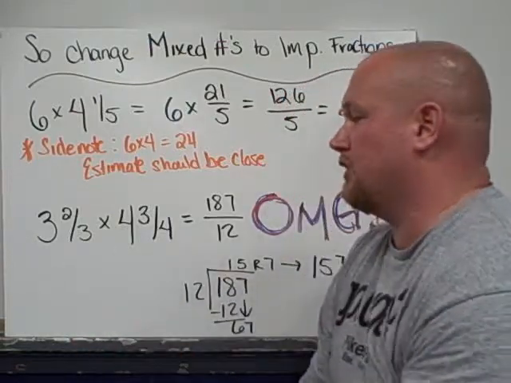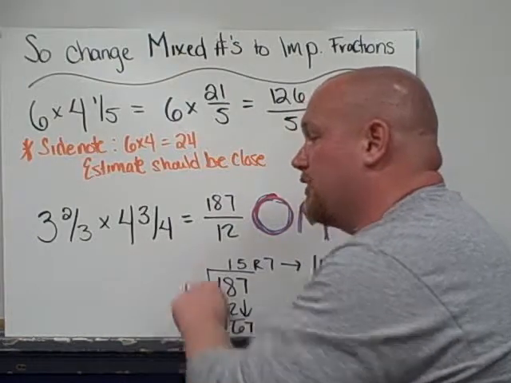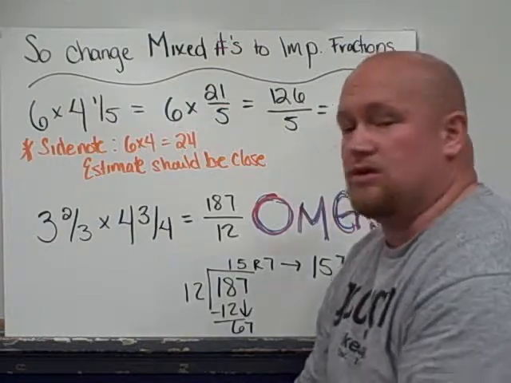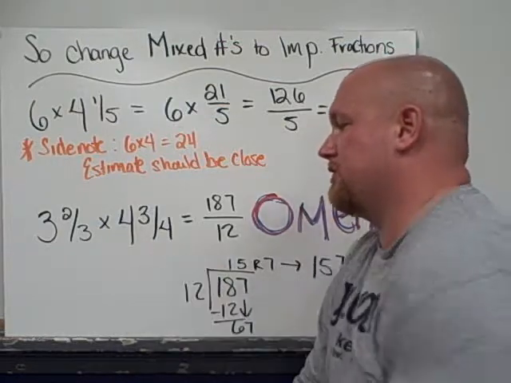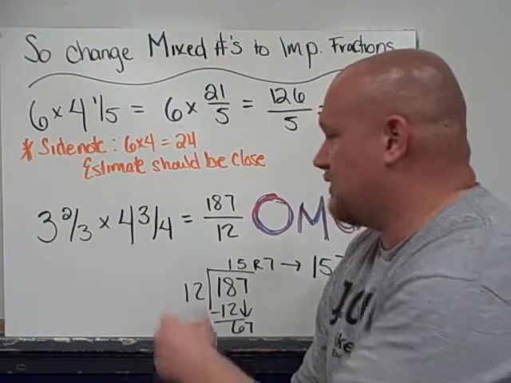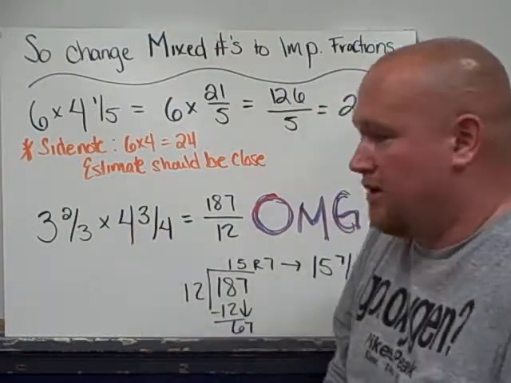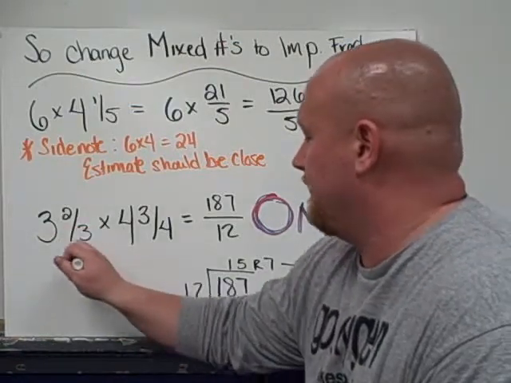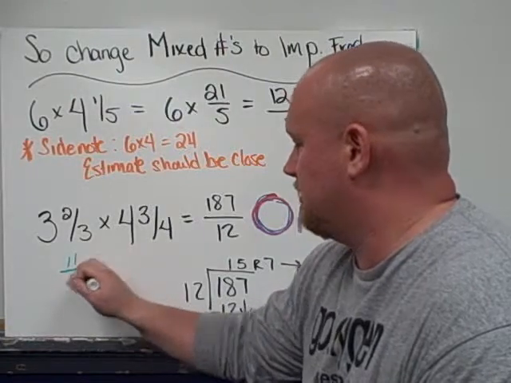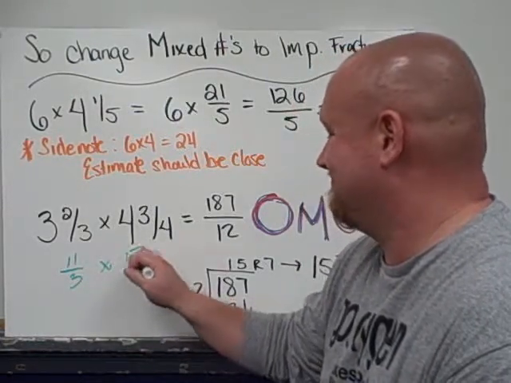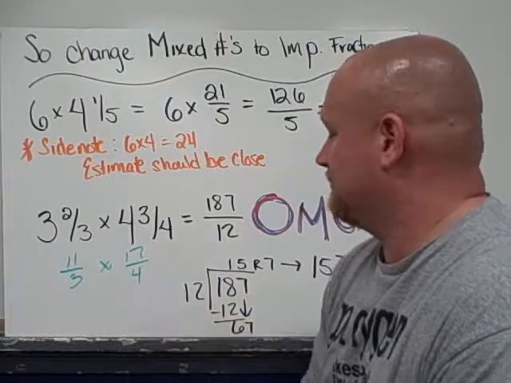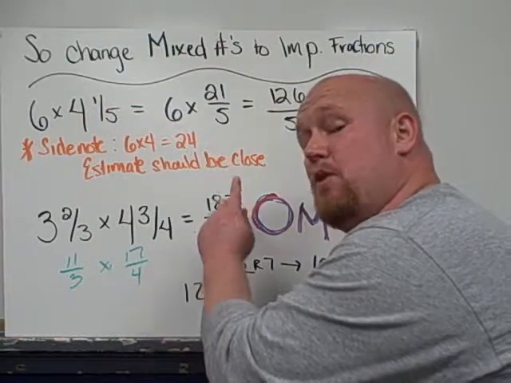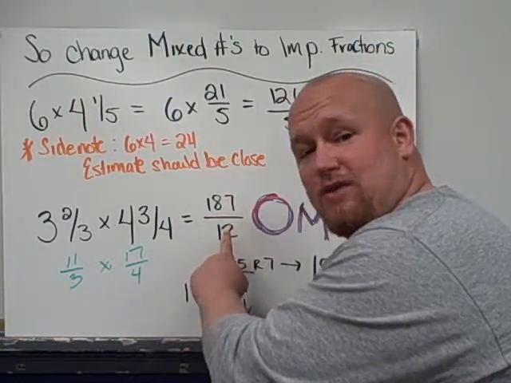That's 3 2/3 multiplied by 4 3/4. Did I just say 3 times 2/3 times 4 3/4? I meant 3 2/3 multiplied by 4 3/4. Well, when we take 3 2/3 and we multiply by 4 3/4, we end up with 11/3 multiplied by 17/4. 11 times 17 is 187. 3 times 4 is 12. We have an improper fraction of 187 over 12.